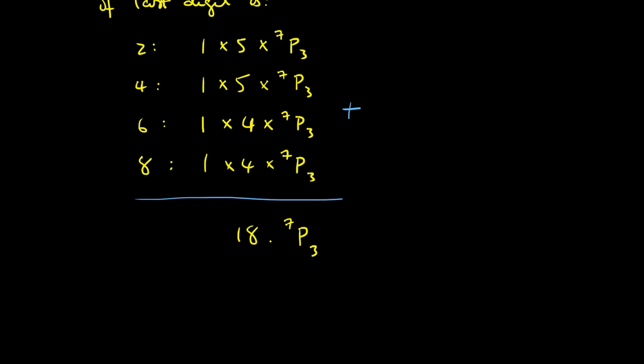And I'm just going to key that into the calculator. So 7P3 is 210 times 18 is 37,800. Okay, so I think the answer for that should be 37,800.